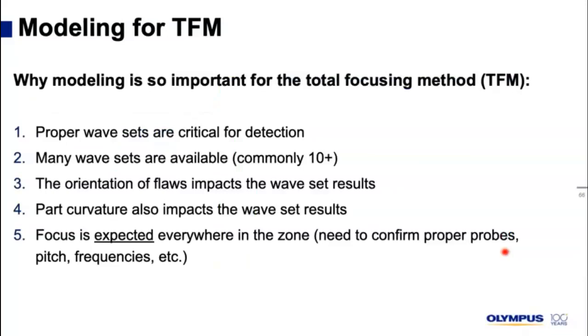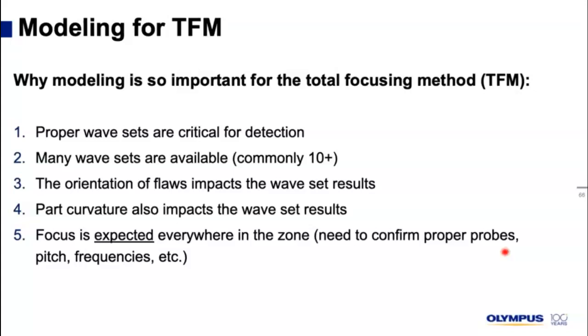So finally, why is modeling so important when we are doing a TFM inspection? Again, the proper waveset is critical, as you saw, for detection. If I don't have the right waveset, some indications can disappear from the screen, even if they are large reflectors. There are many wavesets to select from, about 10 wavesets or more, and so it can be very confusing for the inspector to know which one to use.